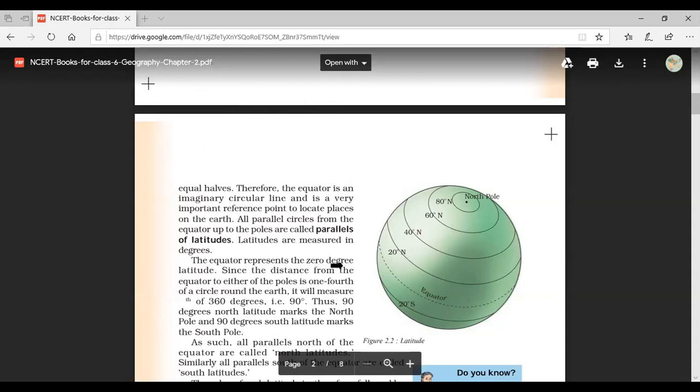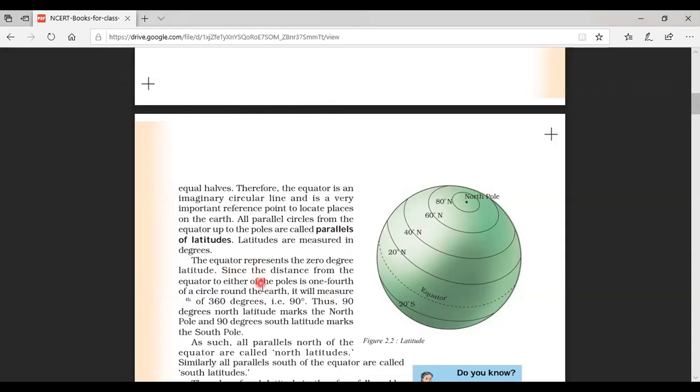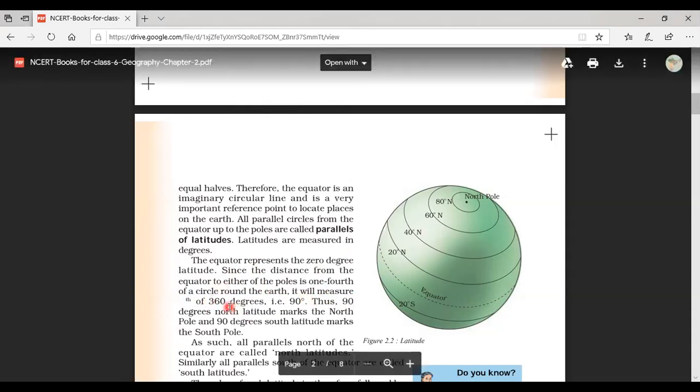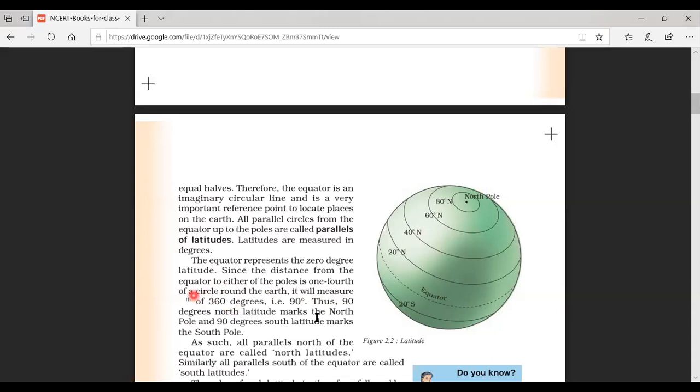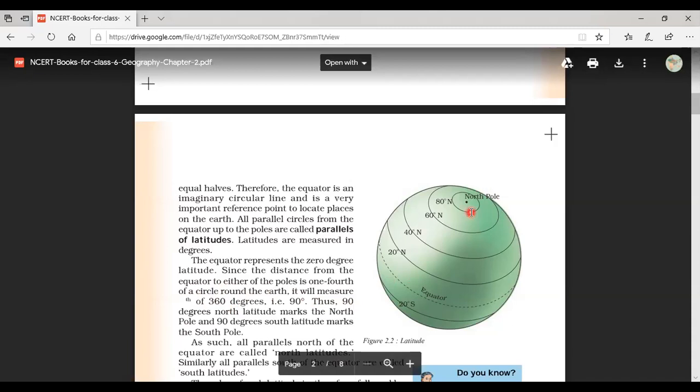The equator represents 0 degree, that is why we consider it at the center. The equator represents 0 degree latitude. Since the distance from the equator to either of the poles is 1/4 of a circle, it will measure 1/4 out of 360 degree, that is 90 degree. So the poles measure 1/4 from the equator.